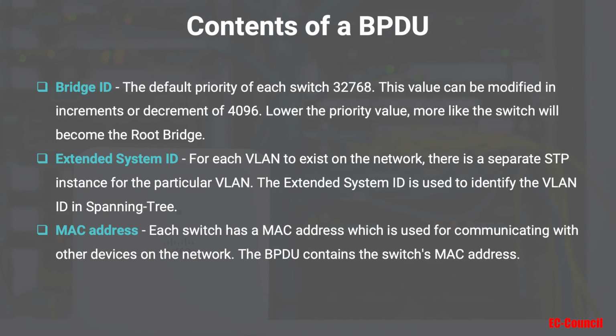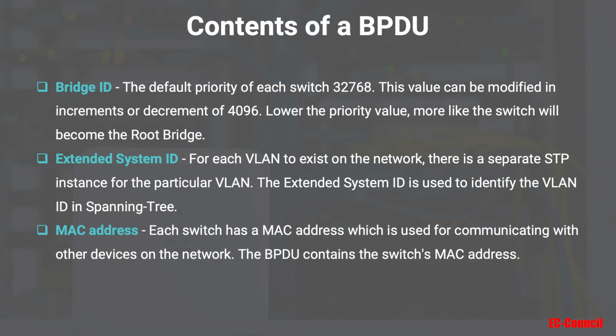One of the elements is called the bridge ID. Each switch has a default priority value, and the default priority value is 32,768. This value can simply be modified in increments or decrements of 4096. The lower the priority value simply means more likely that switch will become something called the root bridge. The root bridge simply tells all other switches which paths to open, which paths to block, and also the root bridge functions as a central reference point for all traffic within the VLAN itself.